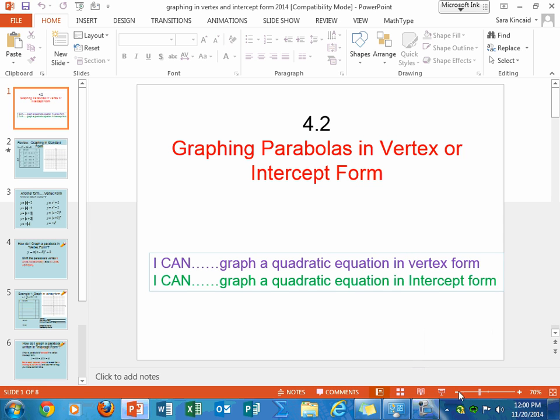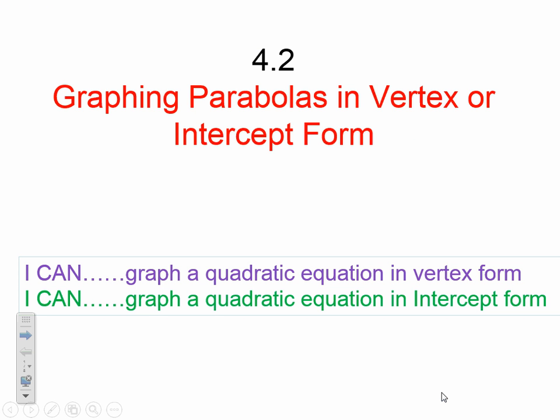Hello everyone! Today we're going to be taking a look at graphing parabolas in two different forms. So vertex or intercept form. And for this you're going to need your notes as well as a calculator. So please wait until the little pencil appears to tell you what you need to write down.